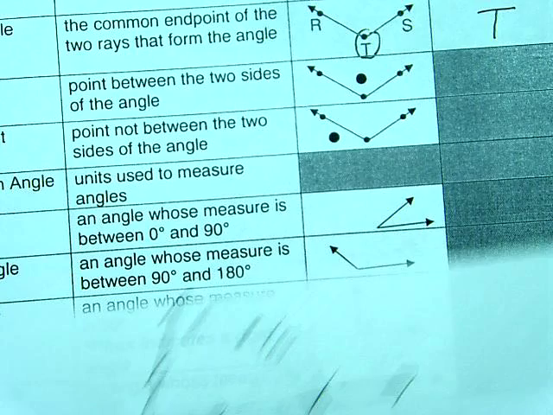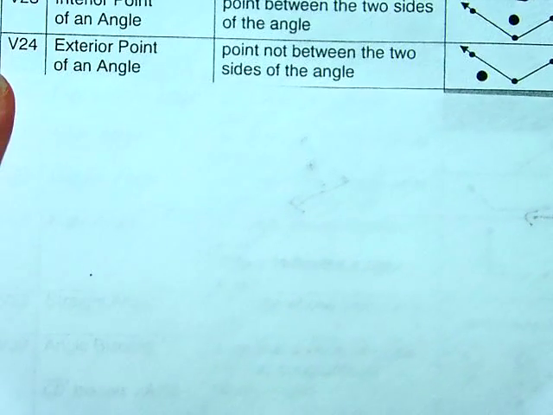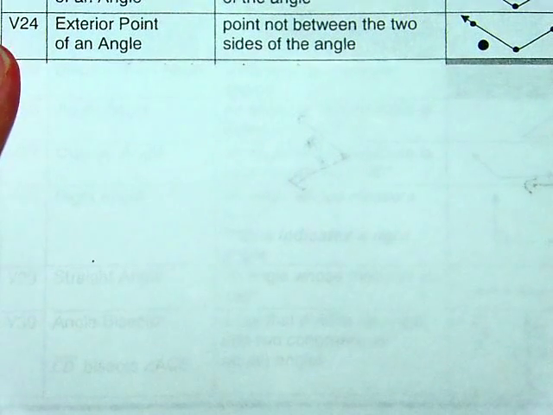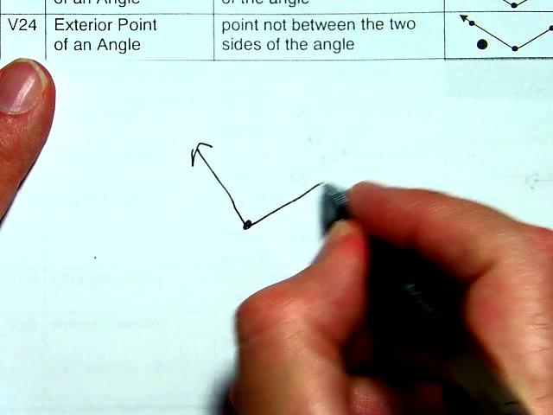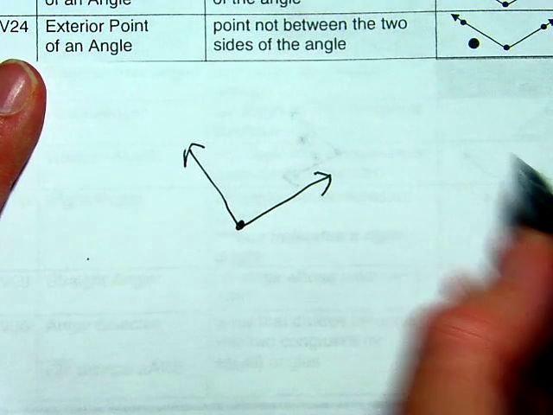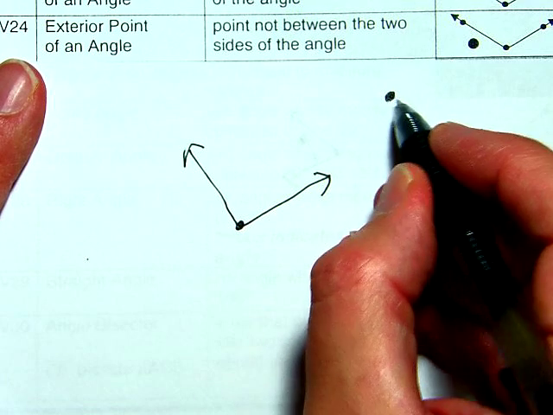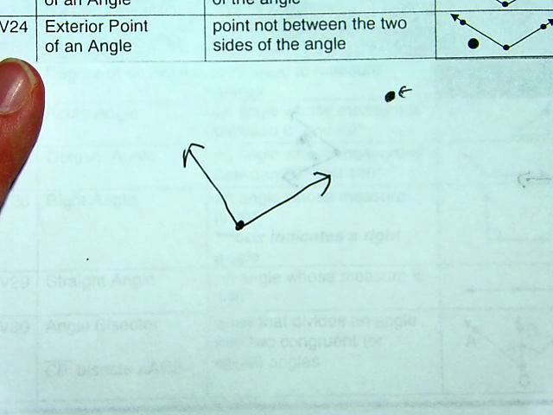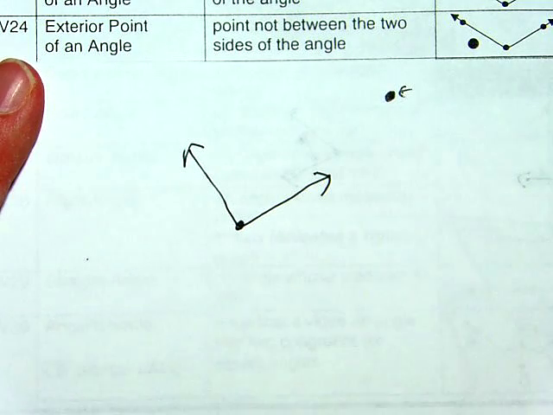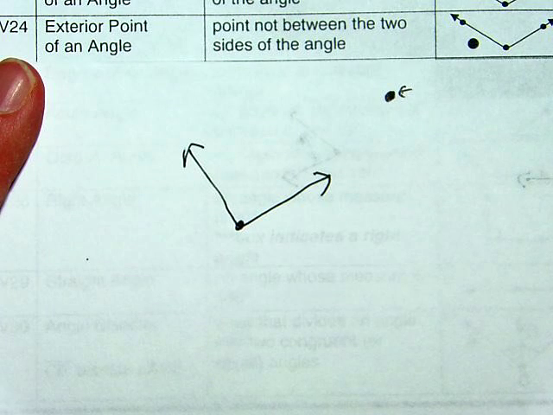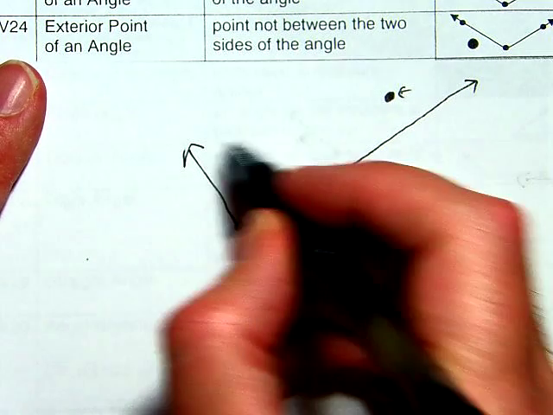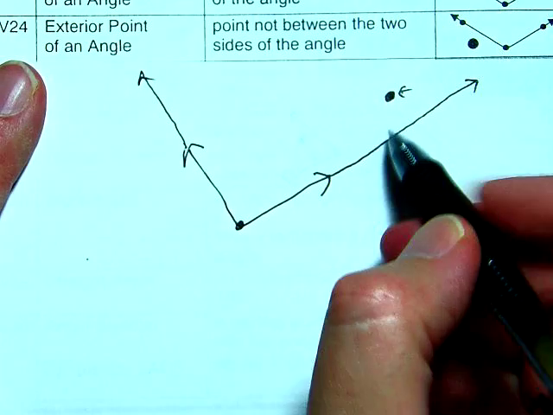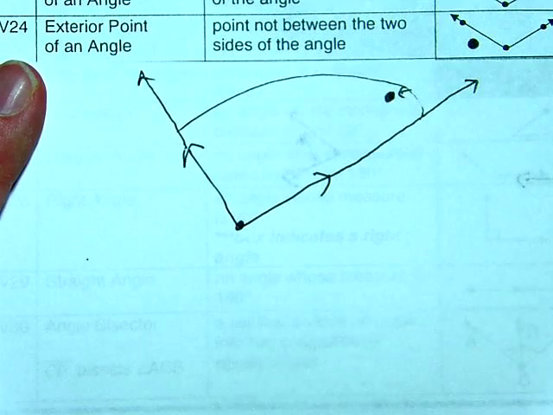So let's go on to the next concept, which is the exterior point of an angle. That's a point not between the two sides of the angle. So let me ask you some more questions. Is this point up here, with that little arrow that I just drew, an exterior point for this angle? The answer is no. It's an interior point because, once again, we extend the two sides, and when we do, we find out that this is actually between them.